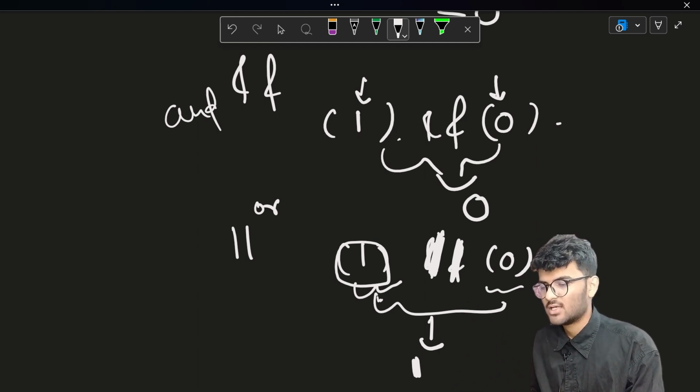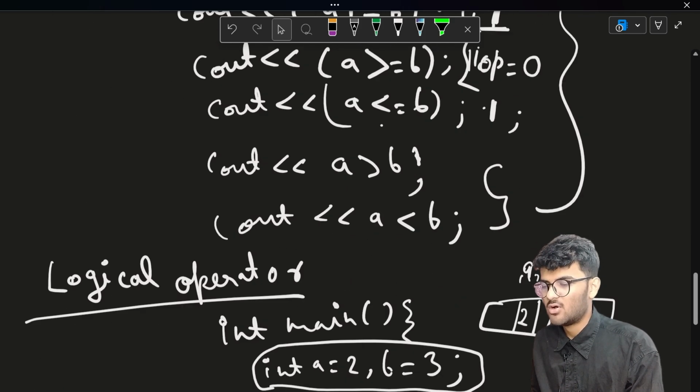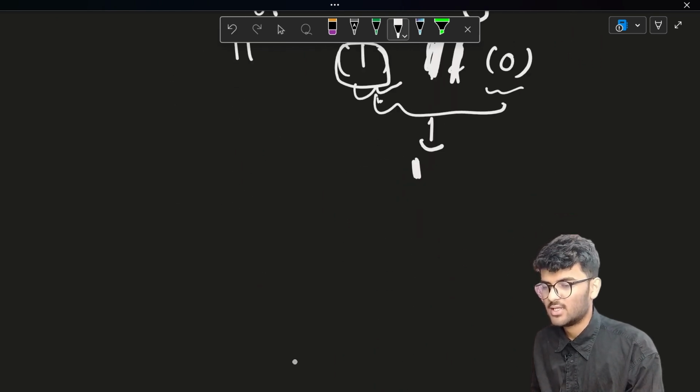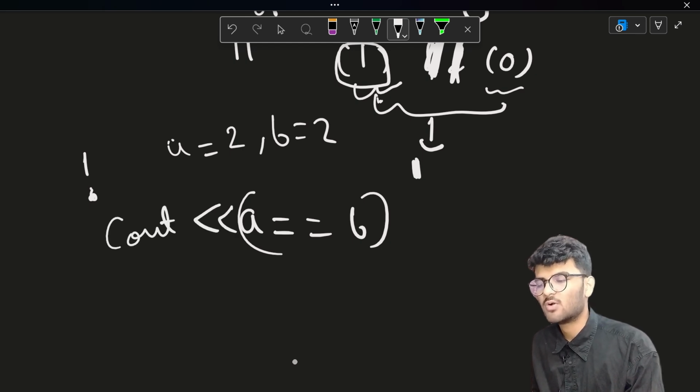So make notes on this. So the logical AND operator, OR operator, and NOT operator, right. This is NOT. Let's say a == b. Let's say I took a = 2 and b = 2. So a == b. What if I print this out? So a == b.